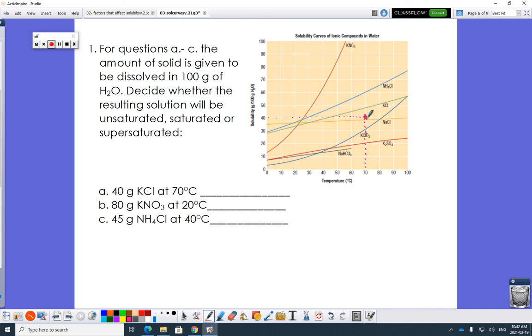And then I look at KCl. Is the KCl on the line? No, so it's not saturated. Is it above the line? No, it's below, so it's unsaturated. For this kind of question, you don't need to explain what you've done, but I'll write a little explanation here.